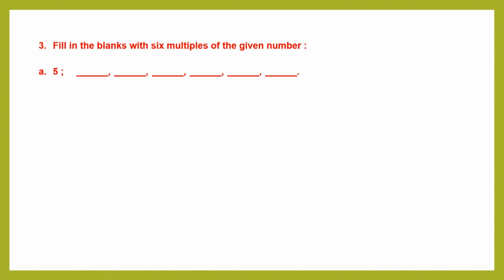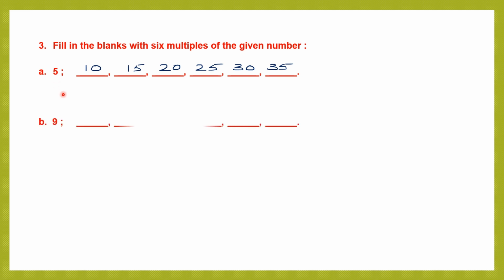Okay. Fill in the blanks with 6 multiples of the given number. That means you just have to say the tables of this number. The answer you write in these blanks. So let's write 5. Ones are 5 is already given. 5 twos are 10. 5 threes are 15. 5 fours are 20. 5 fives are 25. 5 sixes are 30. 5 sevens are 35. So we have filled the blanks with 6 multiples of the number 5.